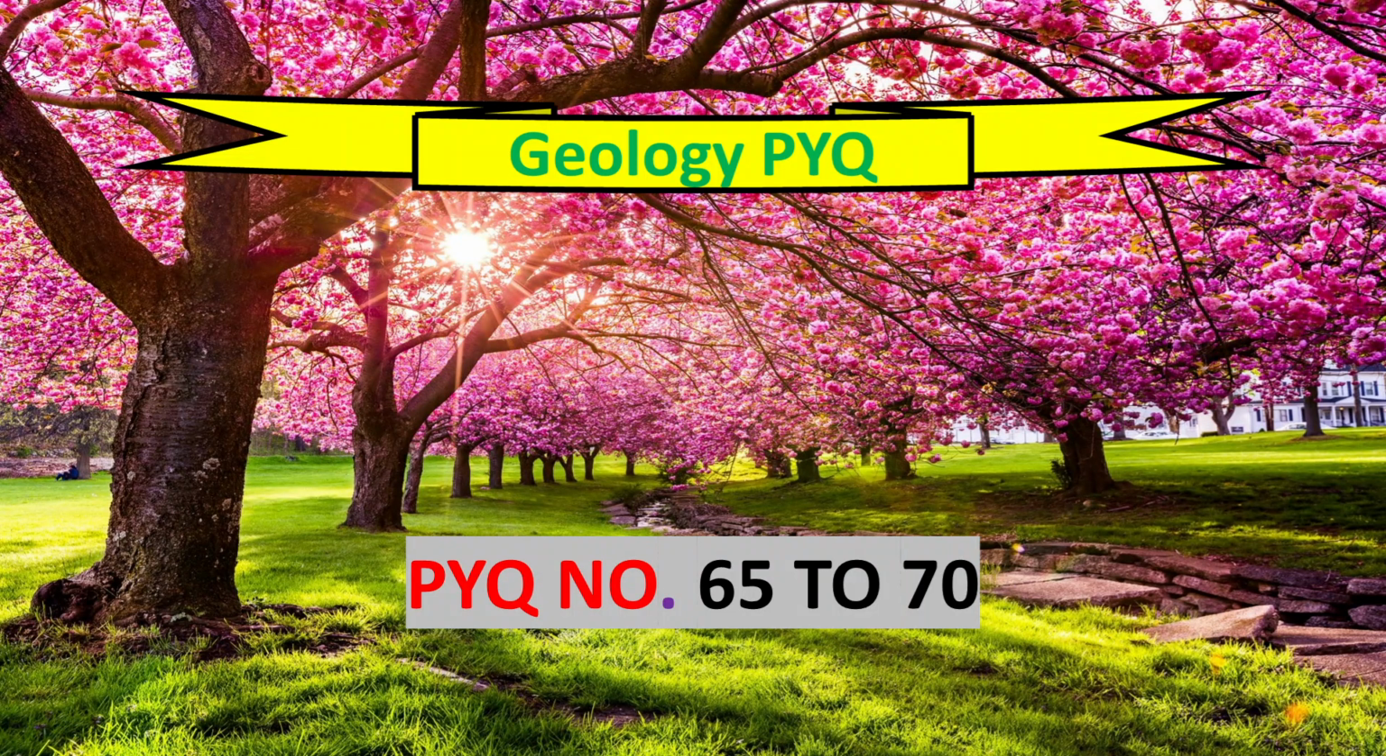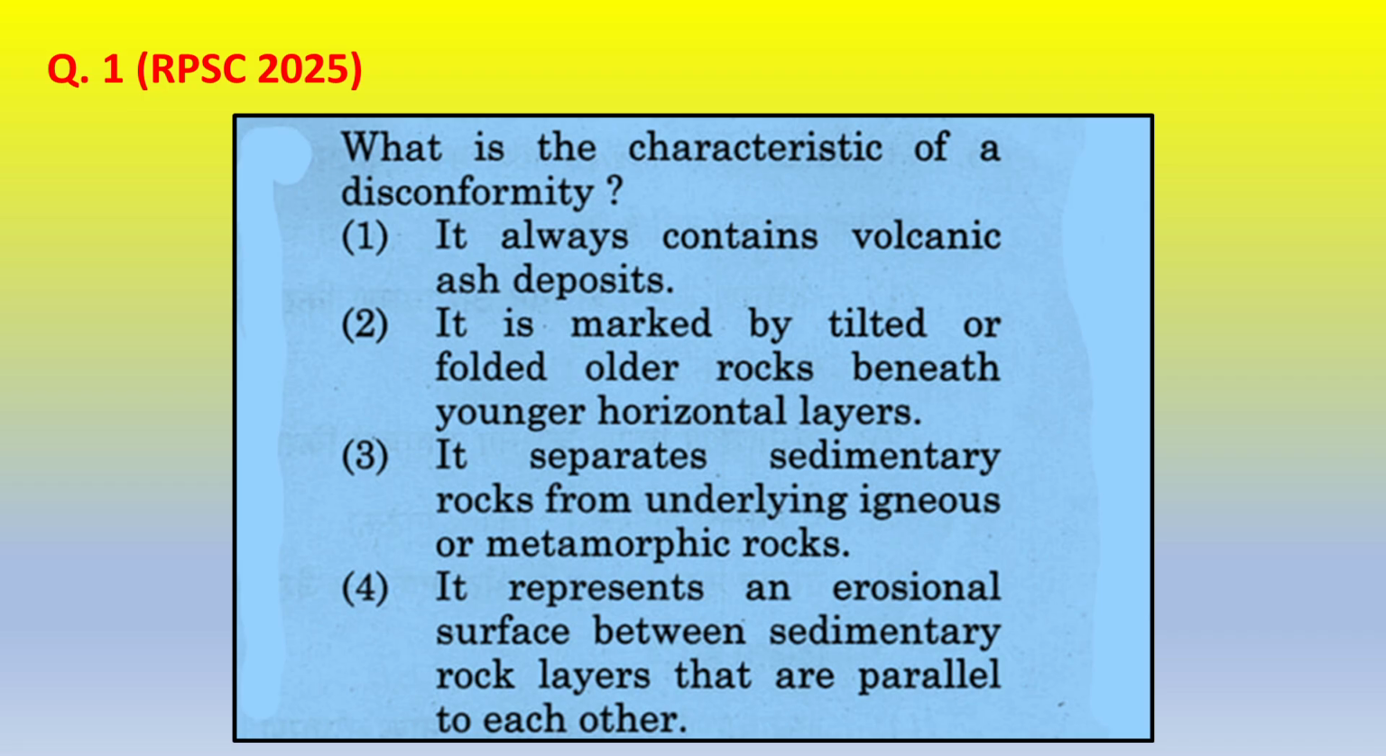Today I'm going to discuss 5 PYQs. So let's start. First question is, what is characteristic of a disconformity? It always contains volcanic ash deposit. Second option is, it is marked by tilted or folded older rock beneath younger horizontal layer.